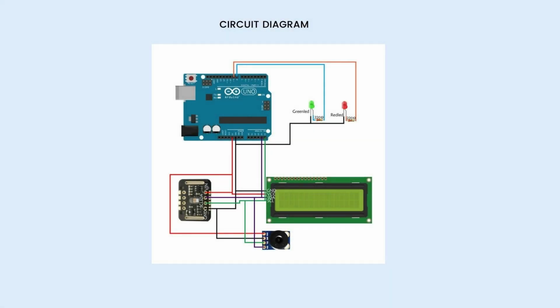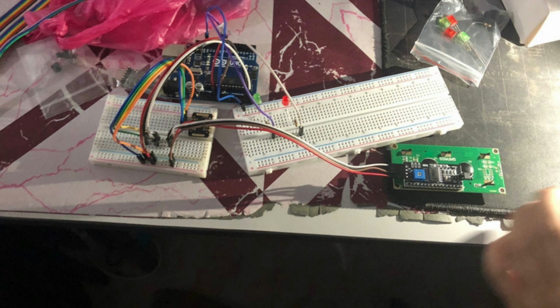So this is our circuit diagram. As we can see, we have the Arduino Uno, LED, MAX30102 heart rate sensor, LCD, and contactless temperature sensor. So these are the hardware and components for our project.